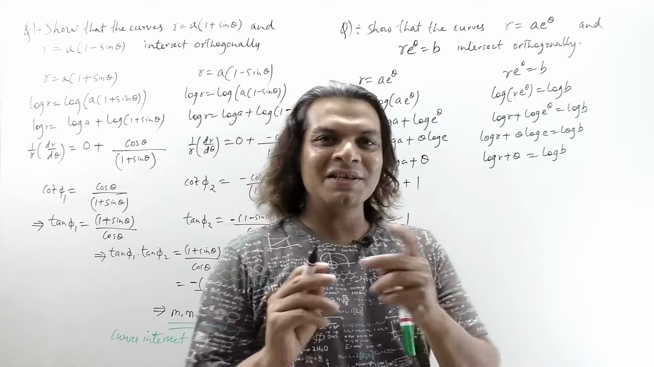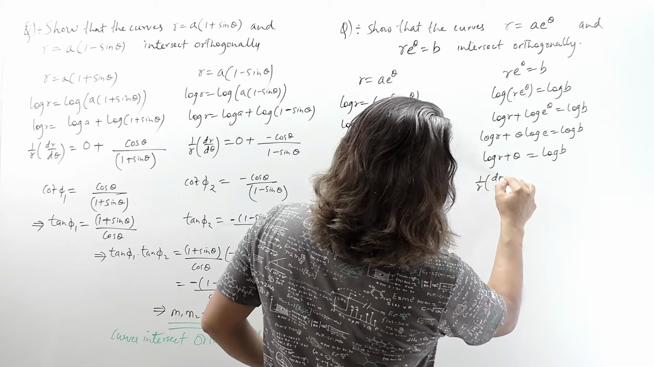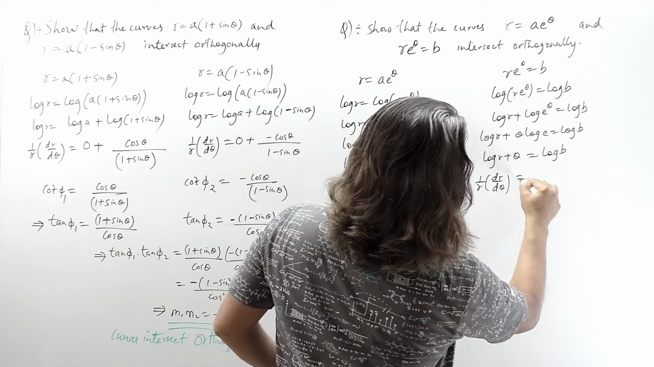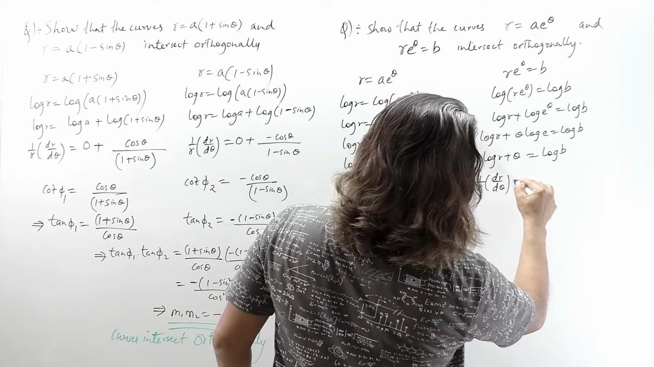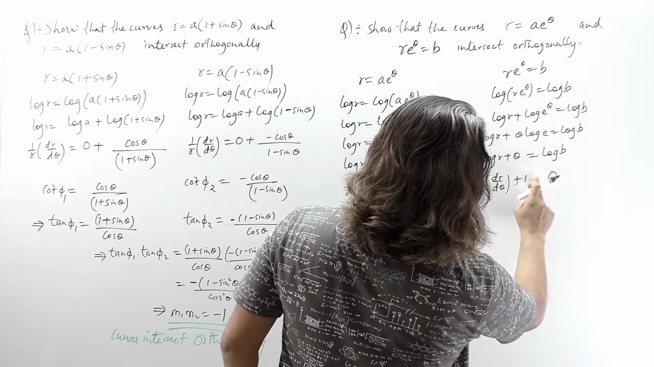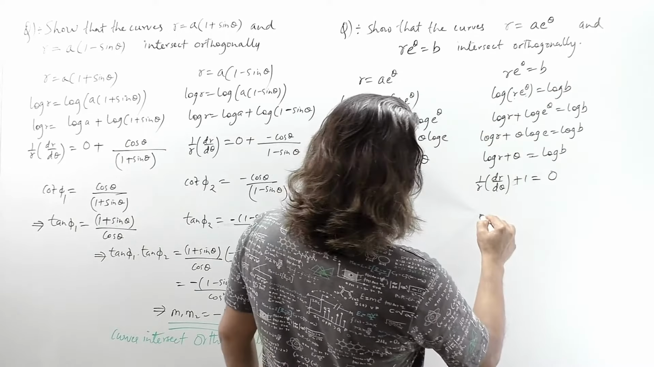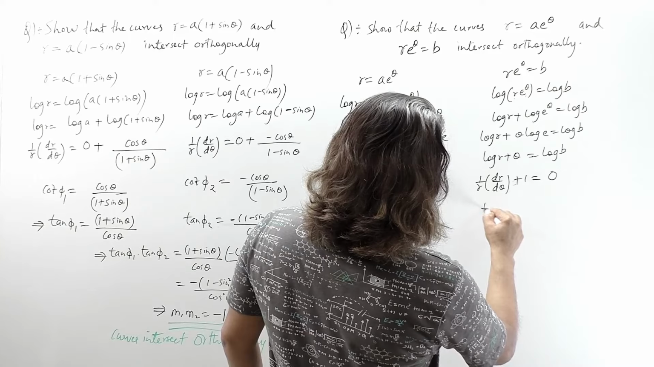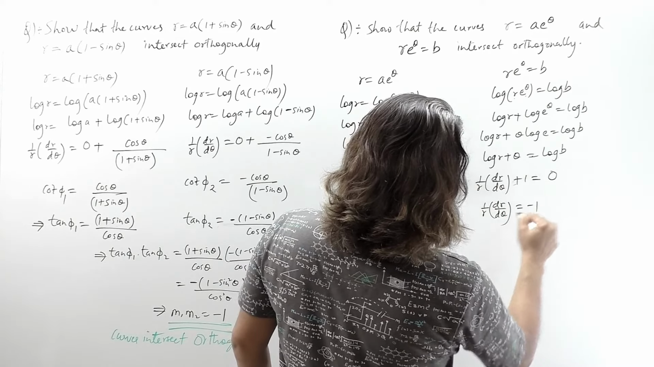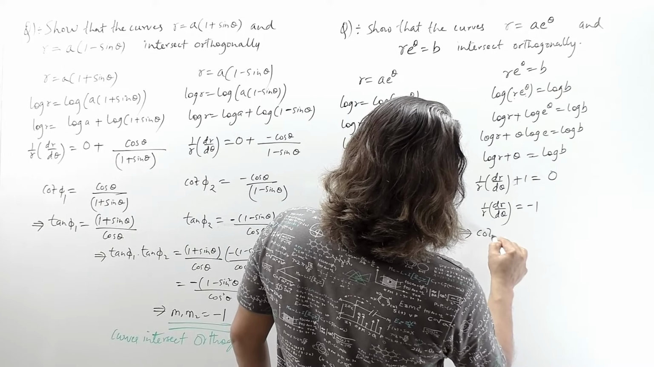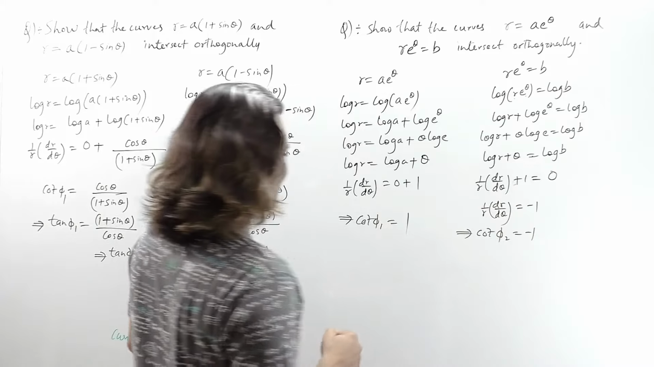Now we can differentiate. Fine. So, differentiation of log r is 1 by r into dr by d theta, plus differentiation of theta is 1, is equal to 0, because the derivative of the constant log b is 0. That means we get 1 by r dr by d theta is equal to minus 1. That implies cot of phi 2 is equal to minus 1.